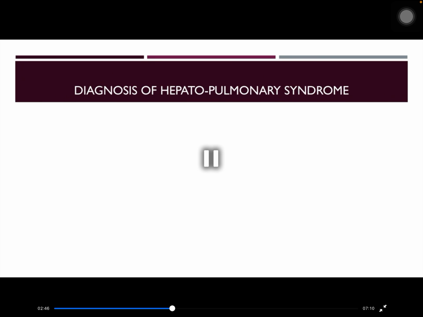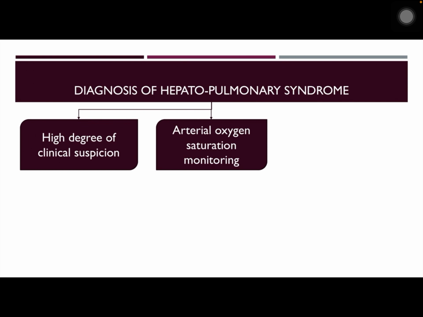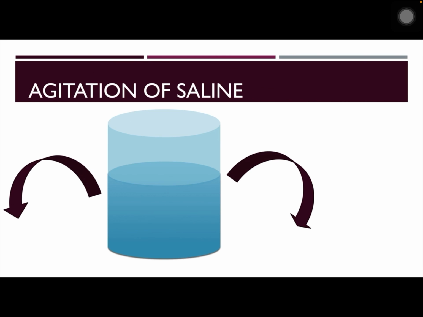Diagnosis of hepatopulmonary syndrome requires a high degree of clinical suspicion and involves arterial oxygen saturation monitoring. We can also go in for detection of intrapulmonary shunting. Let us now take a look at the technique for diagnosis of hepatopulmonary syndrome.